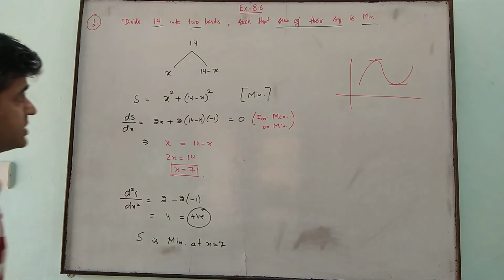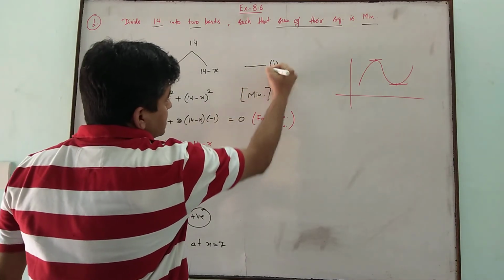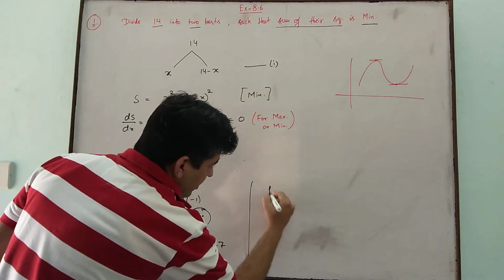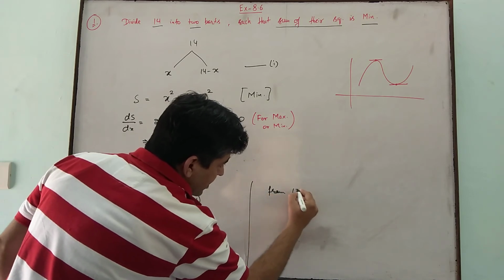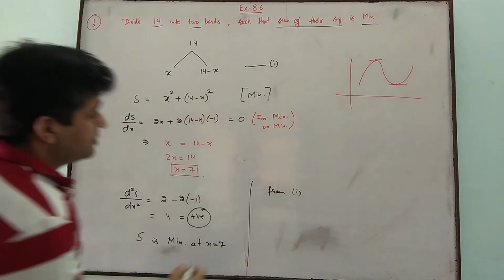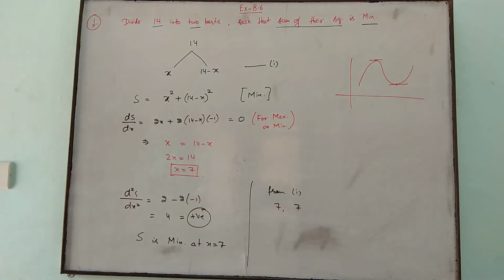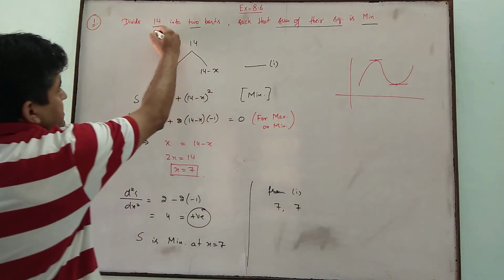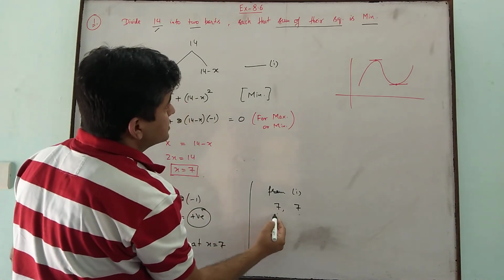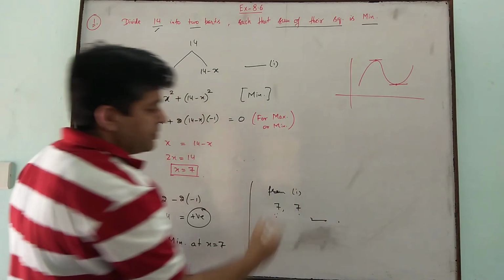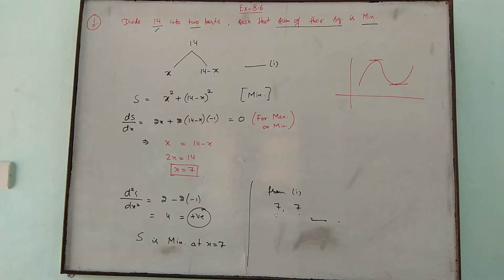So if one number is 7, from this equation, the other number will also be 14 minus 7, that is 7. So 14 is divided into two parts such that the sum of their squares will be minimum. Just write it down.